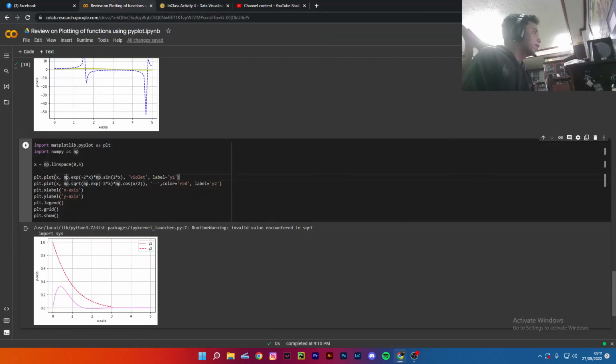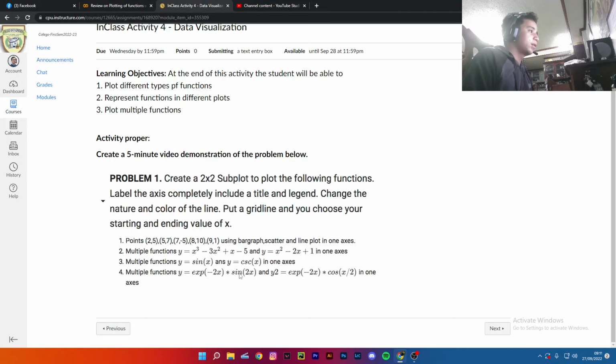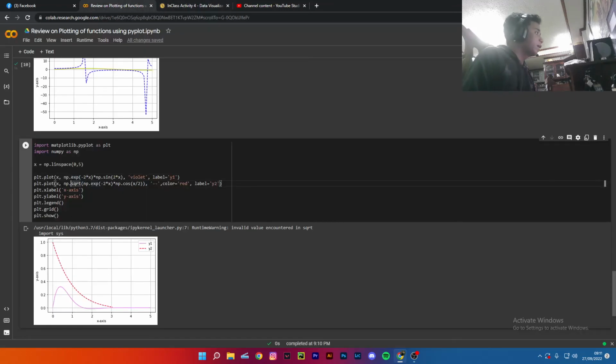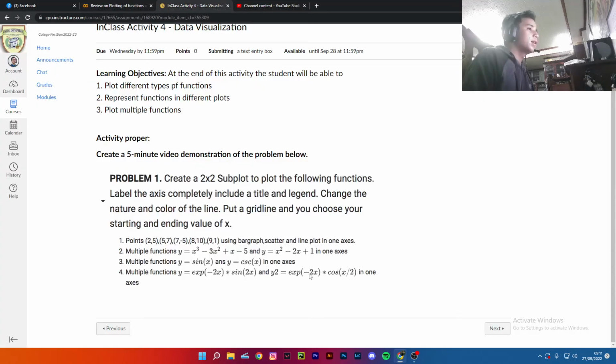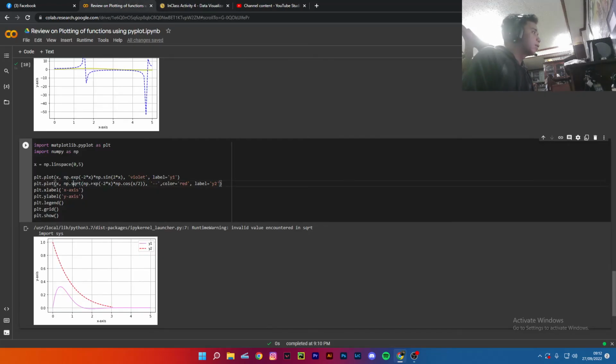So here we plotted the functions, np.exp of 2x, np.sin of 2 times x, sine 2x there, and here np.sqrt. I'm a bit confused here, because this can be y2 or y squared, because it isn't raised to an exponent, though we'll try both options here. So np.sqrt, np.exp of negative 2x, and np.cos of x over 2 in one axis. So it would look like this.